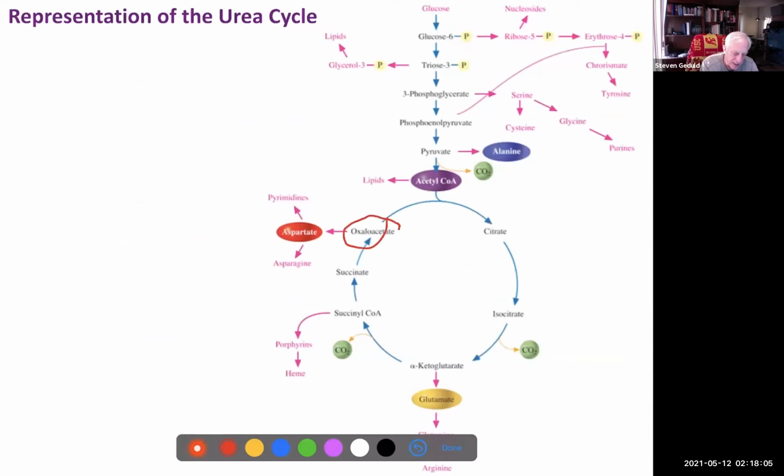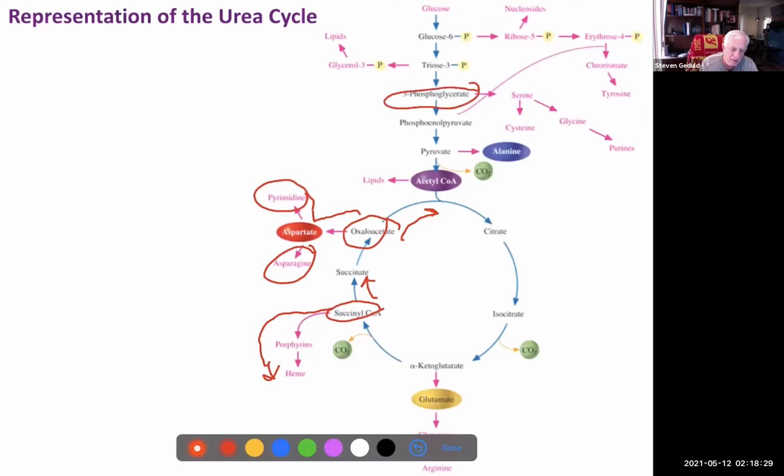So instead of oxaloacetate going back in the cycle, we can use it to make aspartate, which makes the pyrimidines, which is RNA, DNA, our bases, and aspartate. Succinyl-CoA, instead of going into succinate, can be used to make porphyrin rings for our heme systems, for the red blood cells. Okay, so we use the different intermediates. You can see where the 3-phosphoglycerate can be made into it. Glucose 6-phosphate can go to ribose, can go to tyrosine.